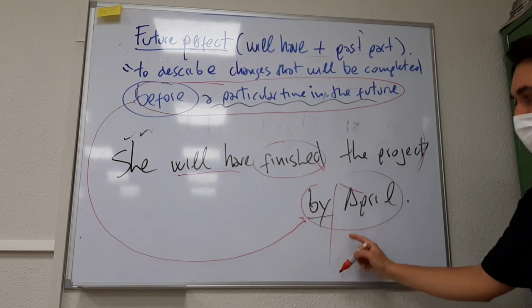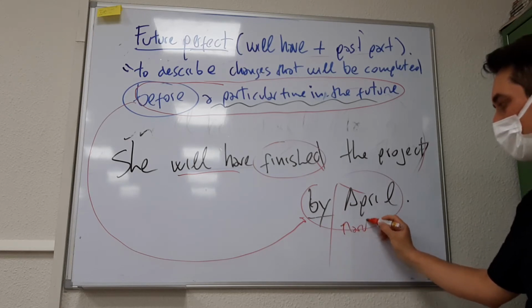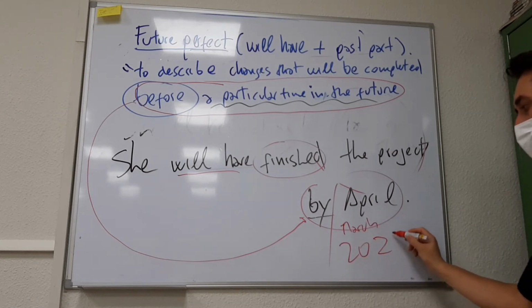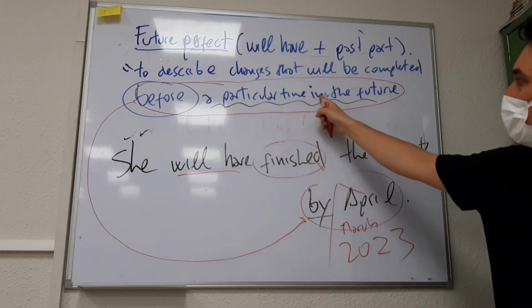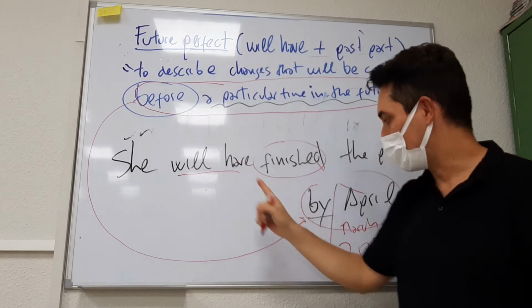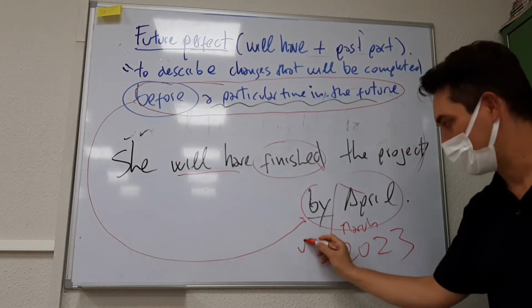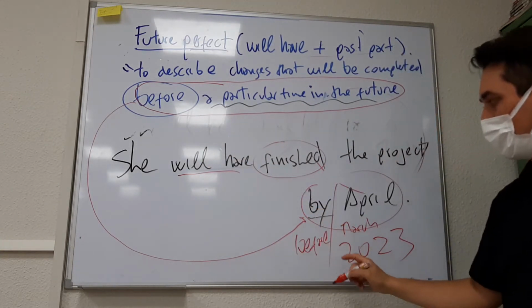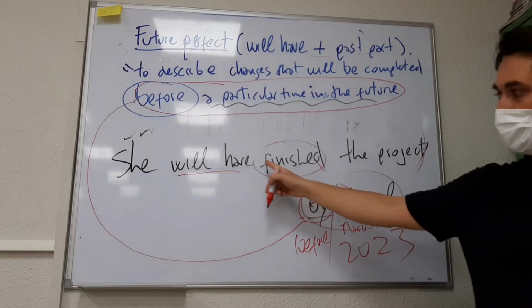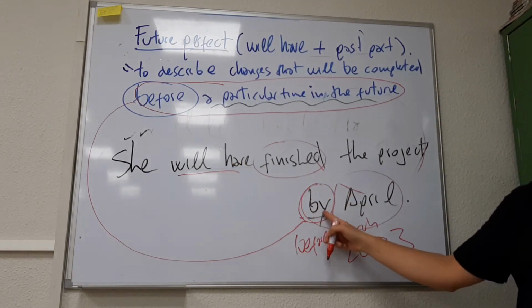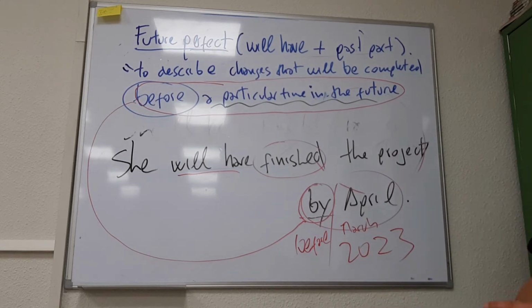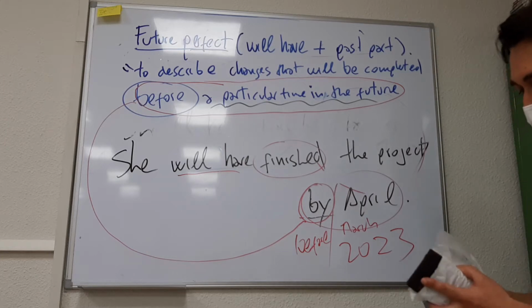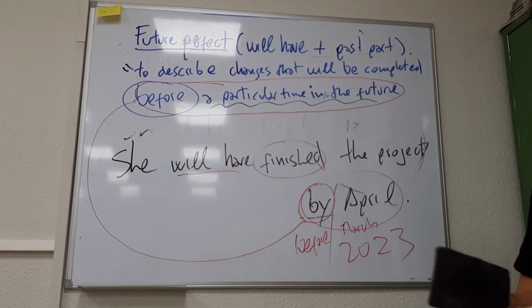You could say any other things. You could say by April, by March, by 2023. This is the point, the particular time in the future. Before, using by. You could also say before. But the best one for this tense is by, and then the point in time. That's the future perfect. So far so good? Let me erase that.